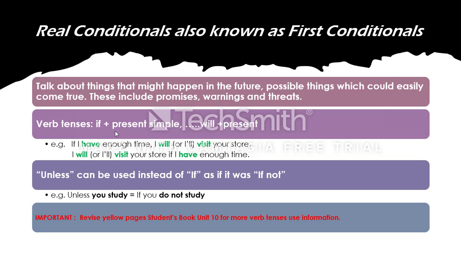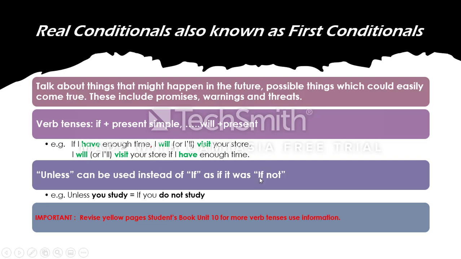Okay? So now what happens with the verb tenses in this case? In the if clause, you are going to use the present simple, have in this case. And in the main clause, you're going to use the modal verb will. So let's see how it goes. If I have enough time, I will visit your store. I will visit your store if I have enough time.